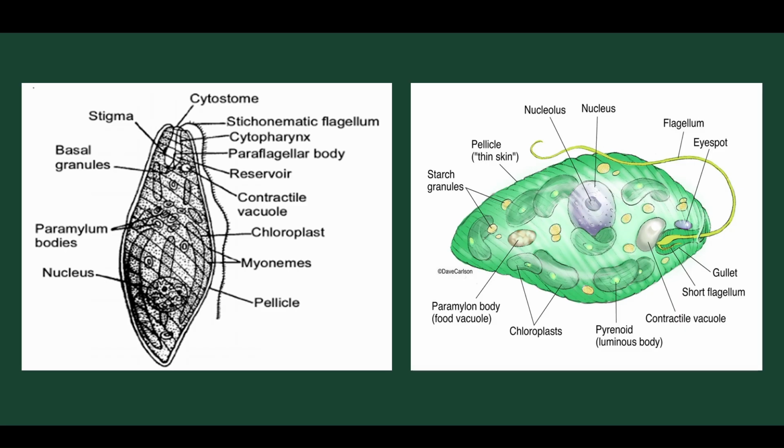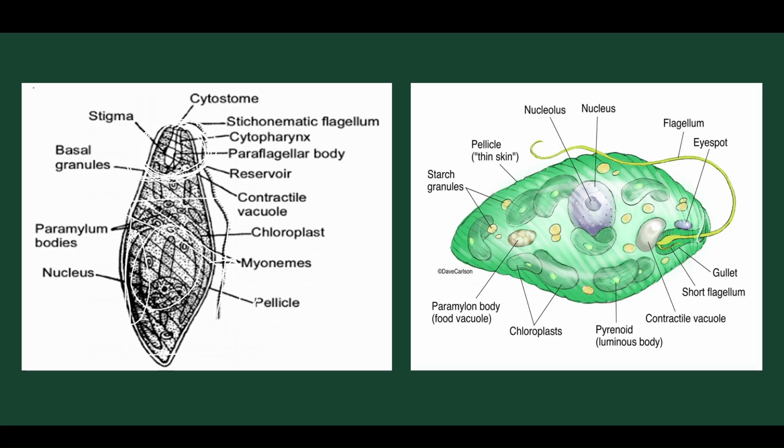Let's discuss the structure. For example, this is the upper part, and here we find the animal nature. This is the animal part, and the lower part is the plant part. In the upper part we find the flagella, and outside the body covering we find the pellicle. Here we find oblique stripes, which are called myonemes. Inside we find the nucleus.